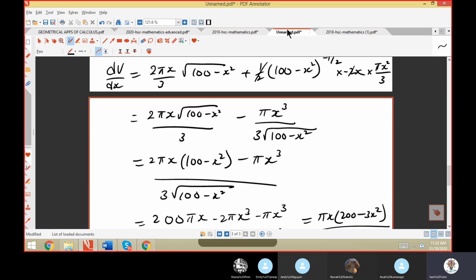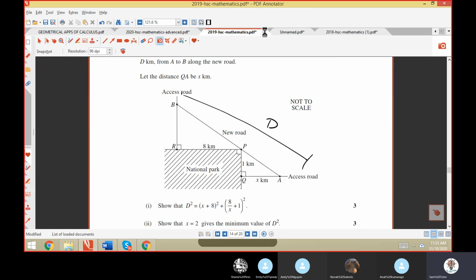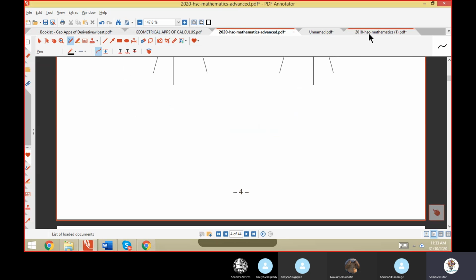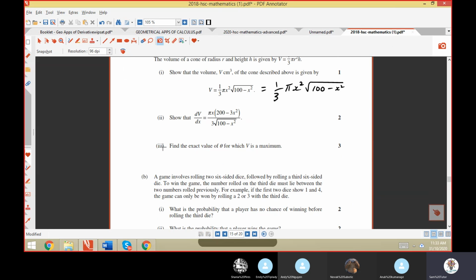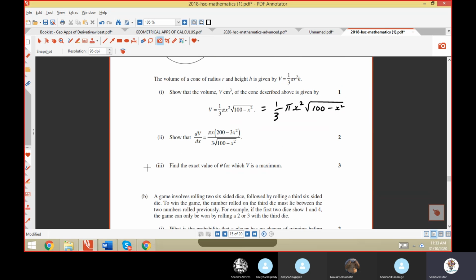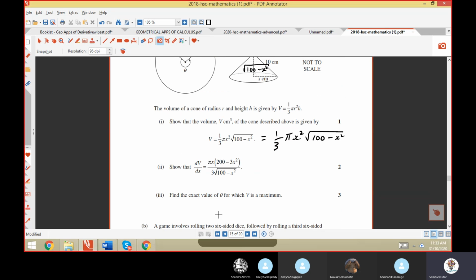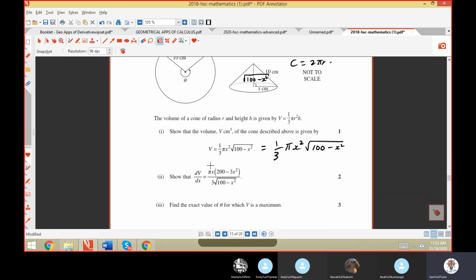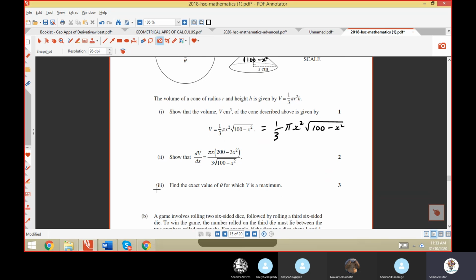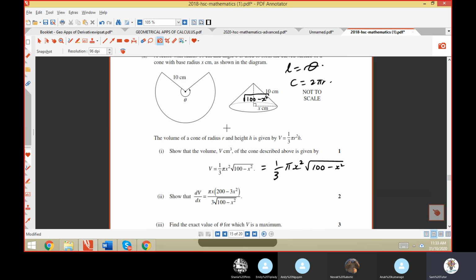Okay, I think we have a part 3. Part 3. Find the exact value of theta for which V is a maximum. We want to find theta. So now we need the expression for theta. So what do we have? We've got radius, which is 10. We know, okay.